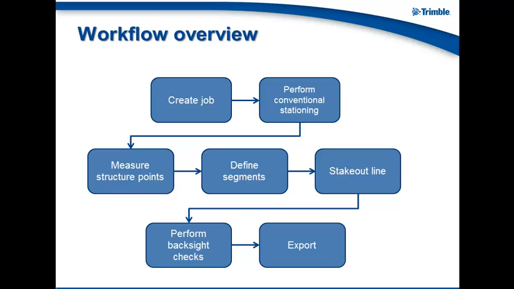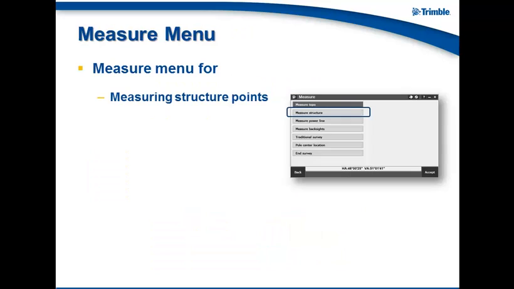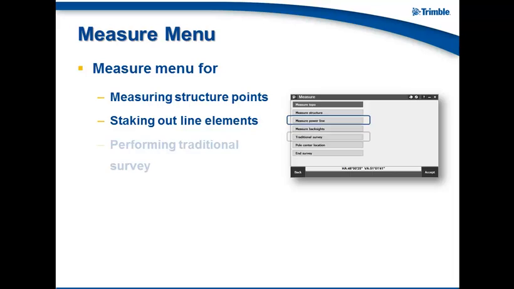After the line got staked out via angle measurements, we perform backside checks to confirm that our station hasn't moved during the process and to be sure we have good results. At the end, we export our data to whatever format we need. So if we take a look at the measure button, we will see exactly those steps. I won't go into the details now because we will see this later.